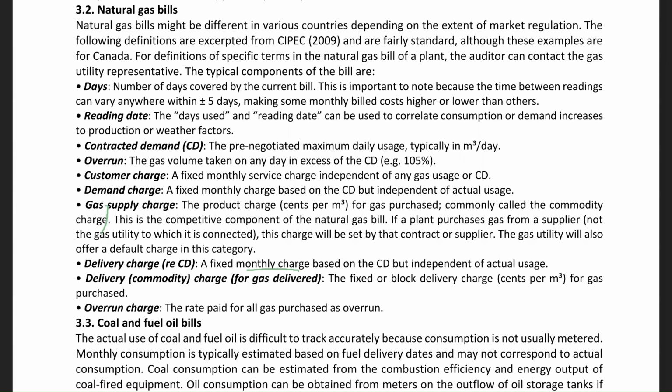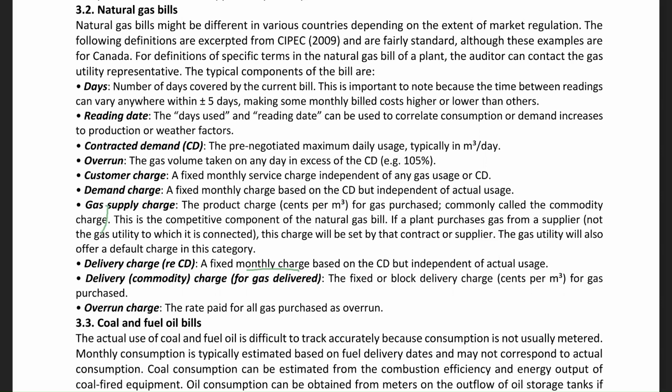Next is the contracted demand, again similar to our country, as I gave the example of 6 kilowatt for a 2 BHK. Similarly, they have to give the demand. It is the pre-negotiated maximum daily usage in meter cubes per day. Next is the overrun. It is the gas volume taken on any day in excess of the contracted demand. For example, if we have contracted for 100 meter cube per day and we are using 105 meter cube per day, this is the overrun.